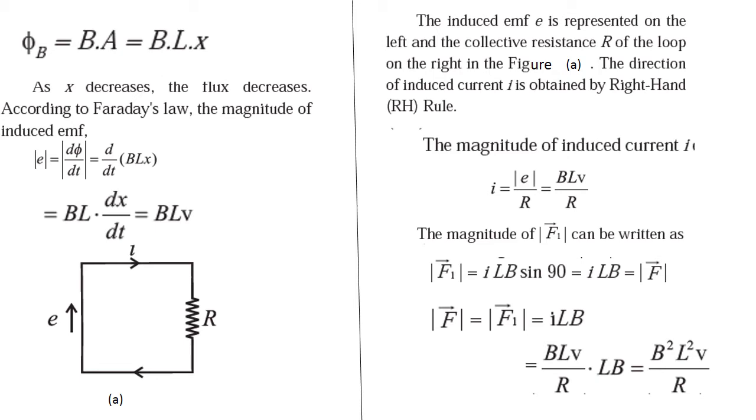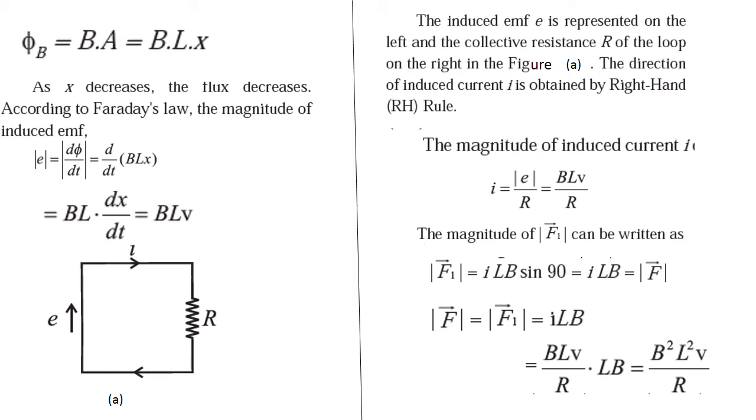We can assume that the loop has a sufficiently high resistance so that a small amount of current is generated. The induced EMF E is represented on the left of the figure, and the collective resistance of the entire loop is given on the right of the figure. The direction of induced EMF or current is given by the right hand rule. The magnitude of induced current I is equal to B L V upon R, because it is equal to E by R.